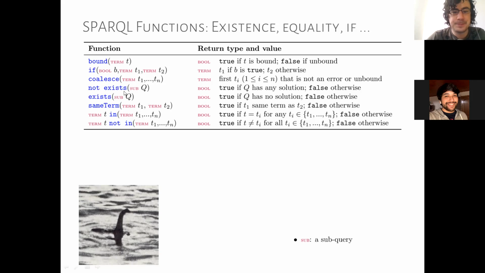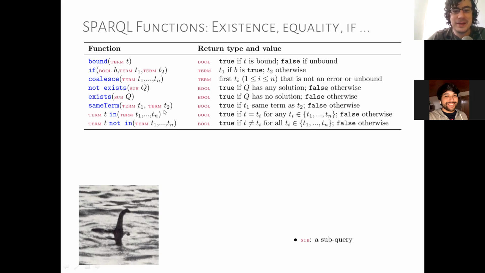Not exists allows us to filter queries where there are no solutions for a subquery, similar to SQL. Exists is the negation of that. Most people, exists is kind of a little bit useless. Most people will use not exists because exists is kind of like just doing a join with the subquery.